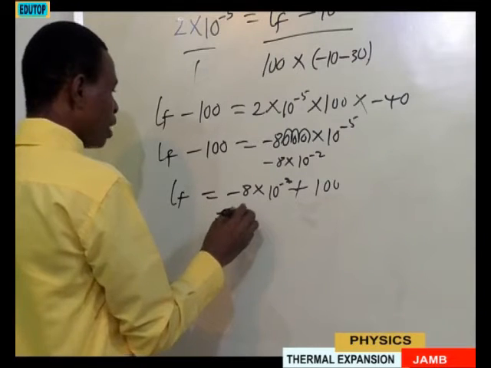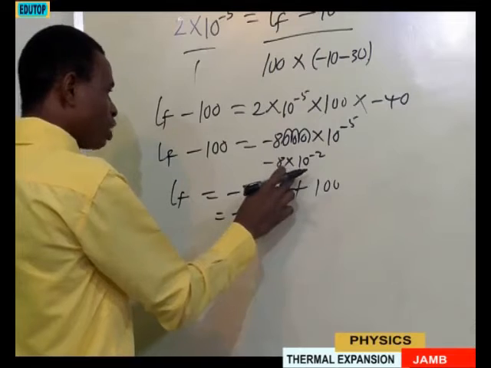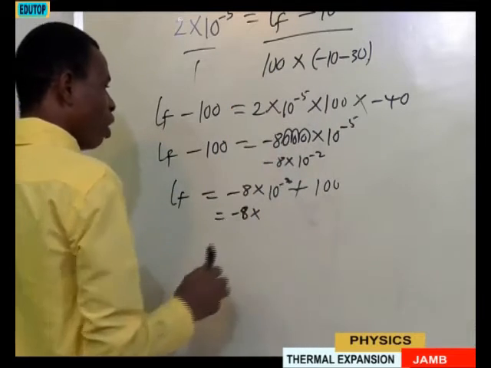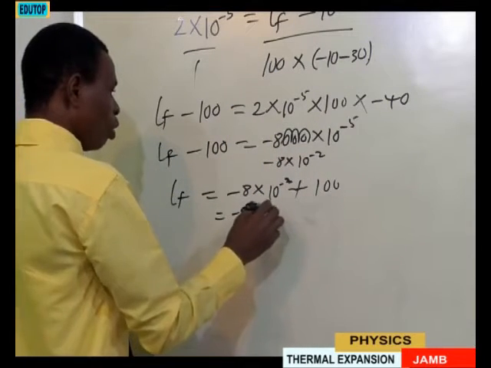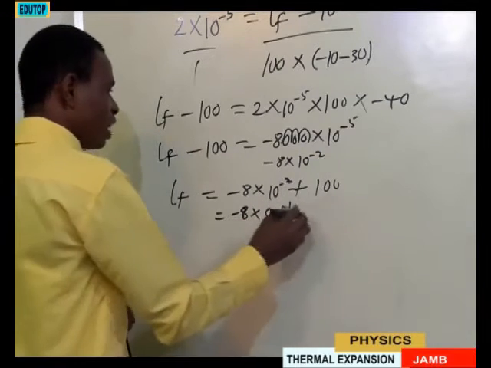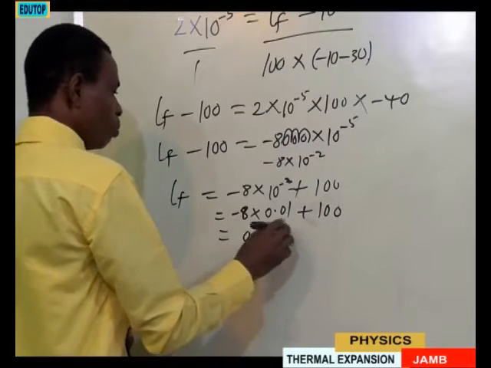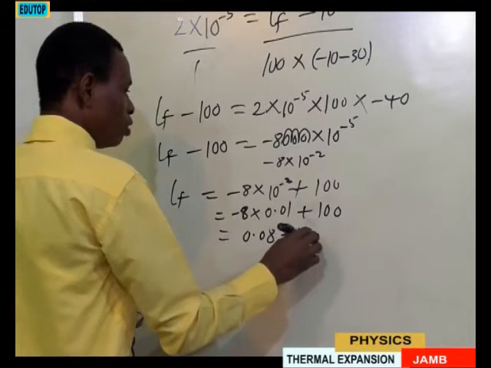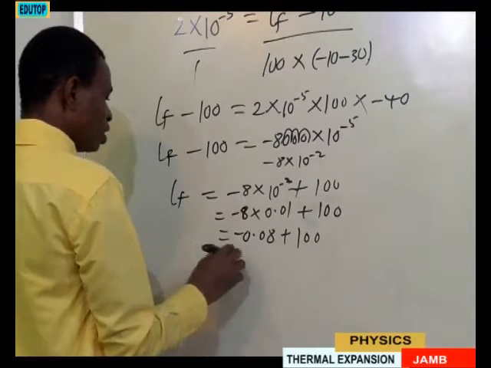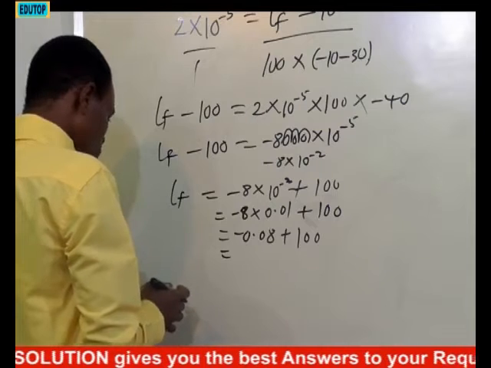This one is as simple as -8. 10 raised to the power -2 is 1/100, which is 0.01 times 8. It's going to be 0.08 plus 100. It still has minus, okay? So it's going to be 100 minus 0.08.